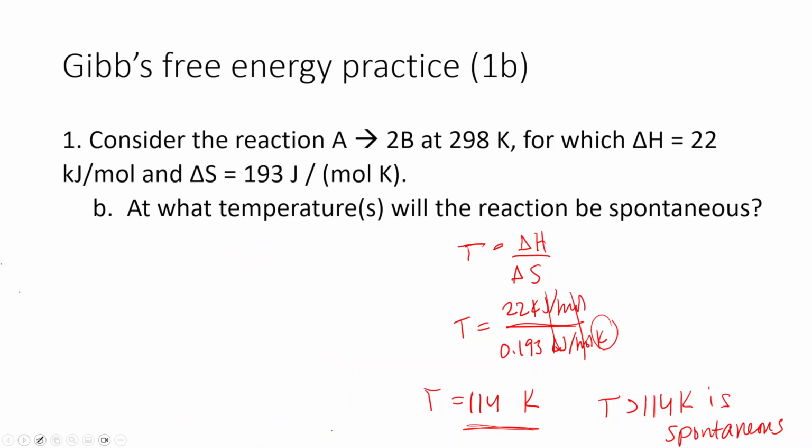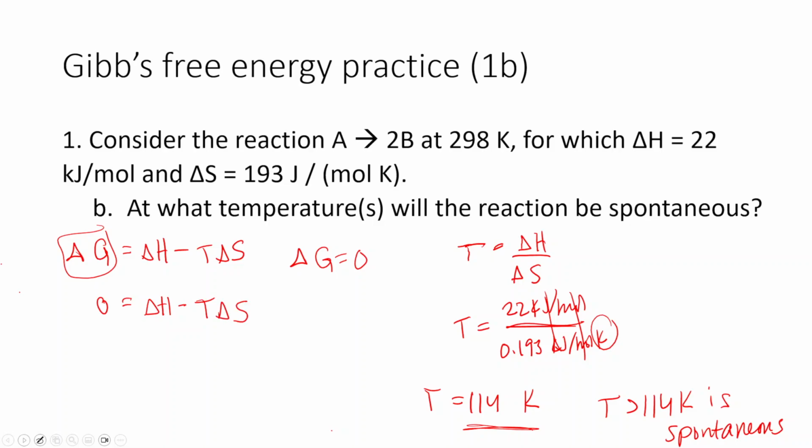Okay, so we have our Gibbs free energy equation, delta G equals delta H minus T delta S. And we know we want to set our delta G to 0 because we're looking for what's happening at equilibrium. Does that make sense? So if we set G equals 0, now we can change this delta G term to a 0. So now we have 0 equals delta H minus T delta S.